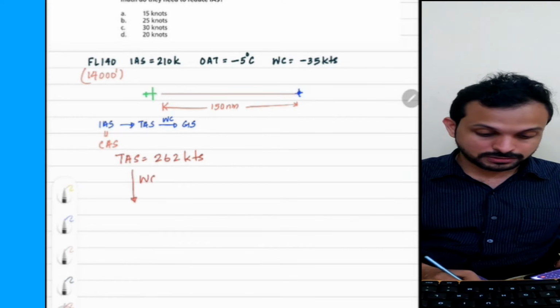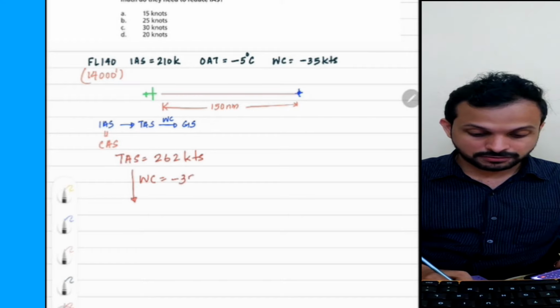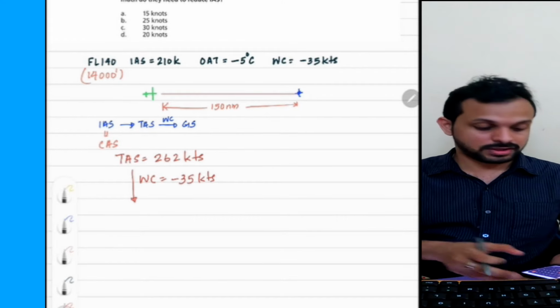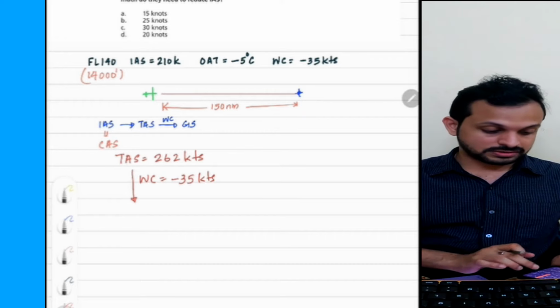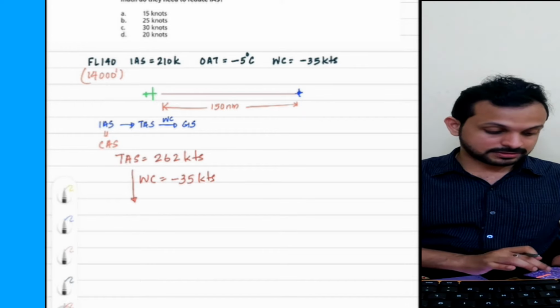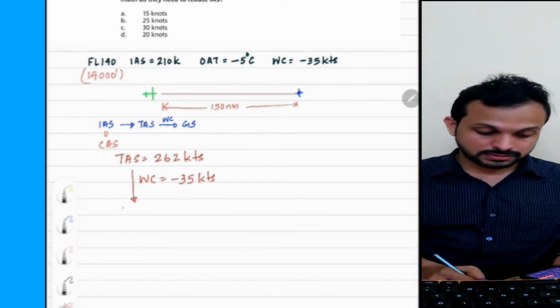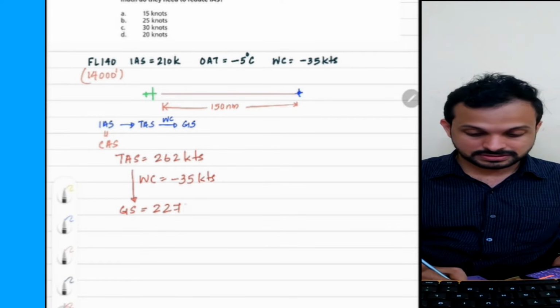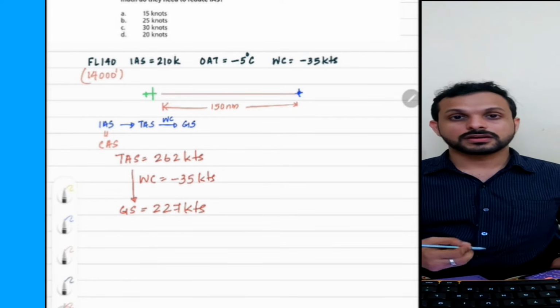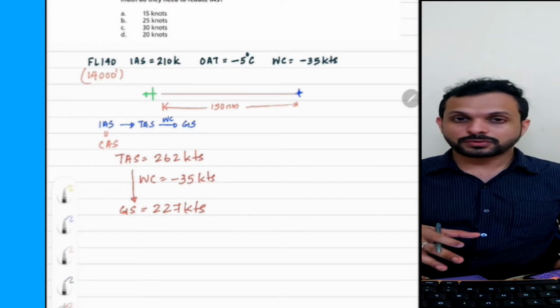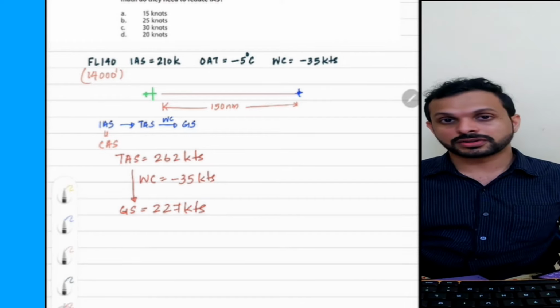The wind component is minus 35 knots. That is 35 knots of headwind that goes from the true airspeed. So it is 262 minus 35, and your ground speed is 227 knots. Right, now once you have the ground speed, we have the distance, which is 150 nautical miles.